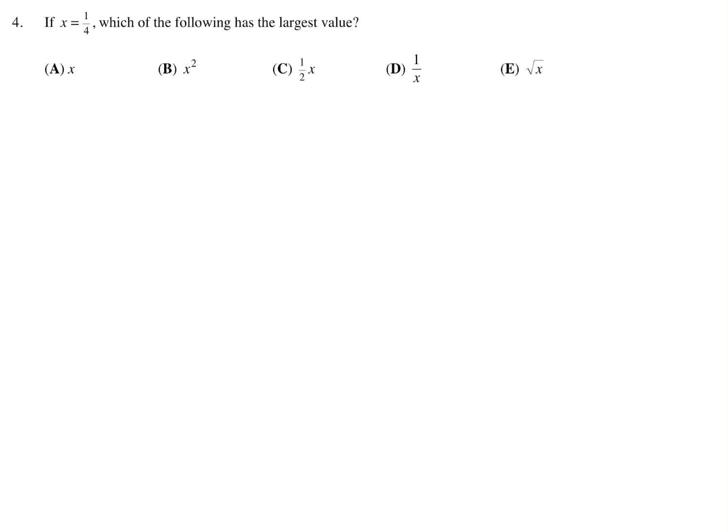If x equals 1 over 4, which of the following has the largest value? So what we can do is calculate each of these for x equal to 1 over 4. So x is just 1 over 4. X squared is 1 over 16. 1/2 x is 1 over 8. 1 over x is 4, and the square root of x is 1/2, using this value right here.